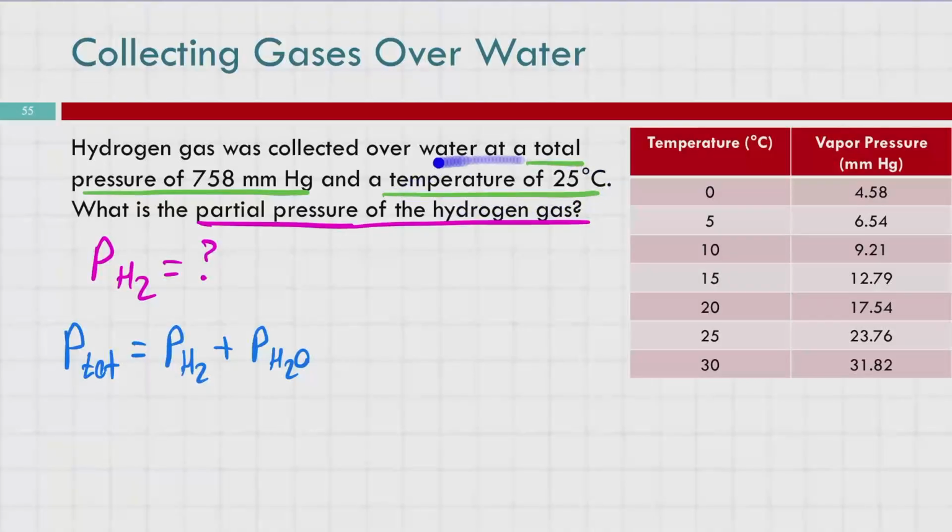This time, though, we were given a temperature instead of a pressure of our water. As it turns out, water has pretty consistent behavior. And so if we know the temperature of the water, we can figure out what the vapor pressure of the water is probably going to be, or will be. So we're looking for 25 degrees Celsius in our table. 25 degrees Celsius, and then the matching vapor pressure of the water is this 23.76 millimeters of mercury. So pH2O, 23.76 mmHg.